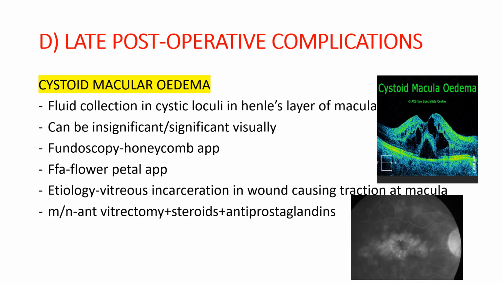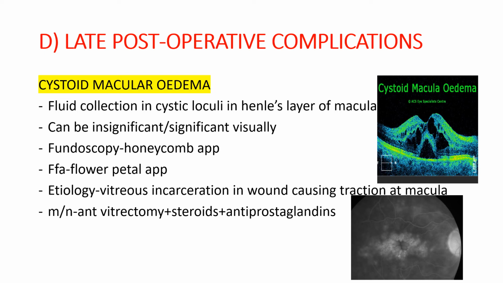Now coming to cystoid macular edema, it is fluid collection in cystic loculi in the Henle's layer of the macula. It can be visually significant or visually insignificant. If it is visually insignificant, it means some small fluid has collected which will get absorbed over a period of time. So we just need to wait and watch.